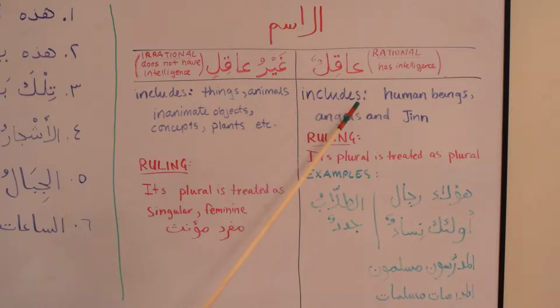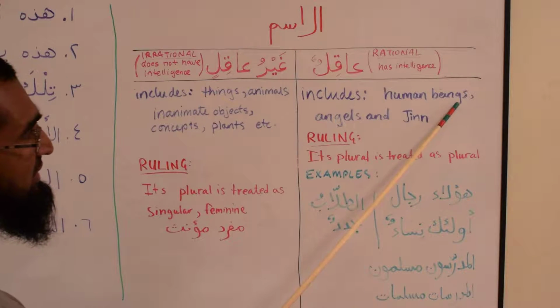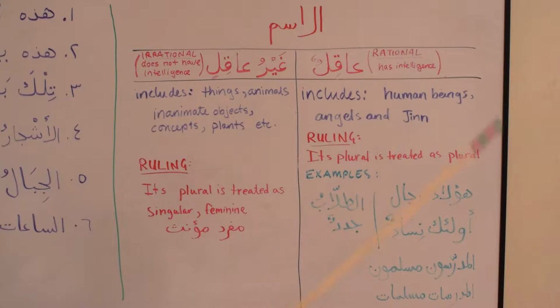Things that are 'aqil include human beings, angels, and jinn. Okay? And ghayr 'aqil, irrational, includes things: animals, inanimate objects, concepts, plants, etc. So notice that animals are ghayr 'aqil. Okay? Now what is the ruling?